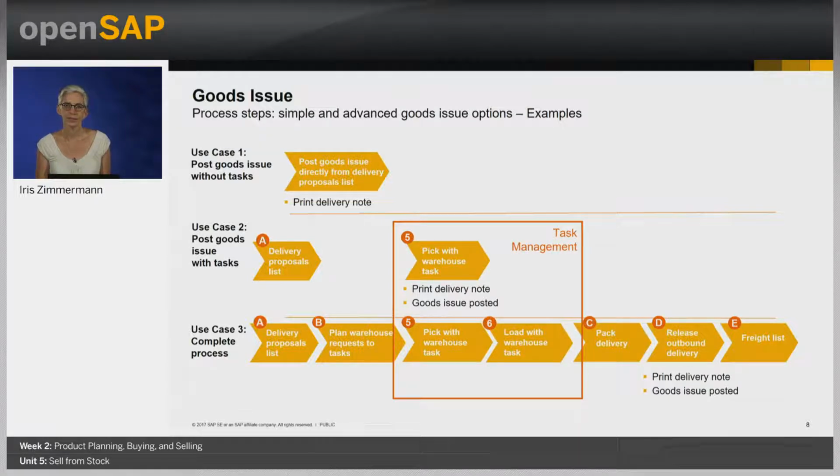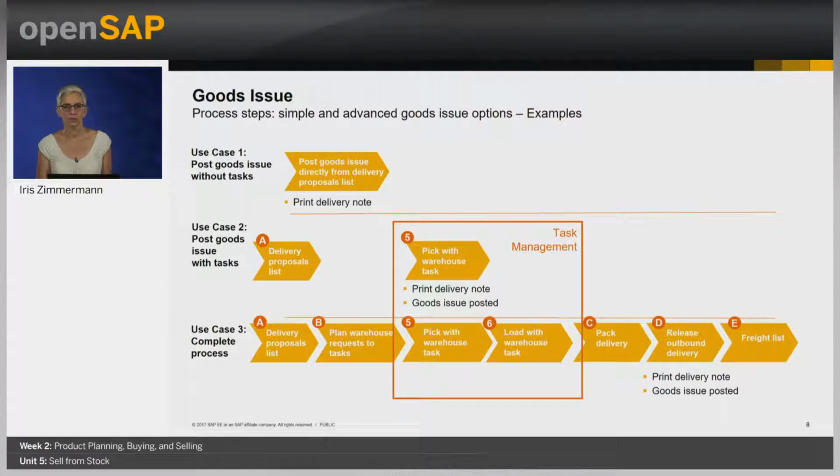In the second use case, a warehouse manager uses the delivery proposals list showing the due shipment items for the next days to initiate the picking task for warehouse execution. The warehouse workers execute and confirm the picking. With that, the outbound delivery is released, the delivery note is printed, and the goods issue is posted.